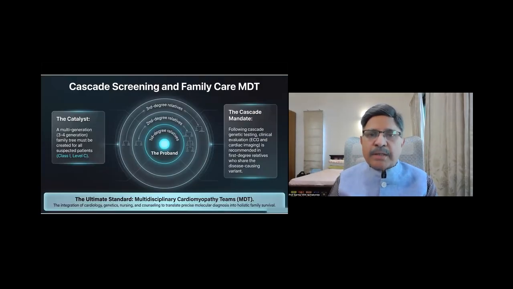Okay. Now, cascade screening and family care. The catalyst: a multi-generation, 3 to 4 generation family tree must be created for all suspected patients, Level C, Class 1. What is that? This is the proband case, first degree relatives, second degree relatives, third degree relatives, not higher generations. First degree relative is a brother, second degree relative is a cousin, third degree relative is a distant person. And also parents and grandparents: the parents will be first degree relatives, grandparents will be second degree relatives.